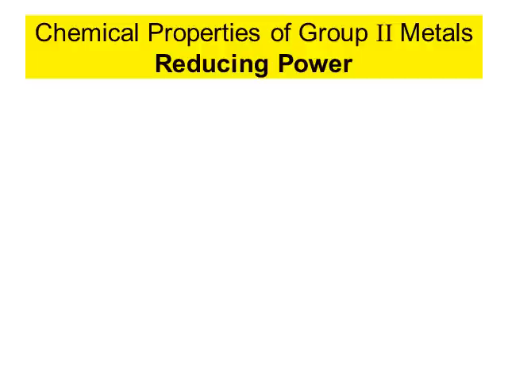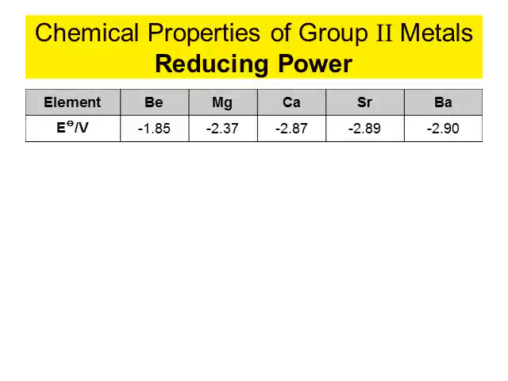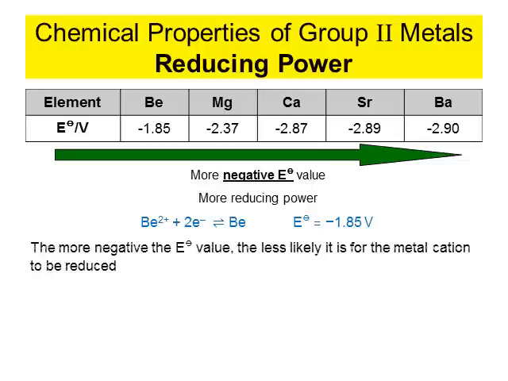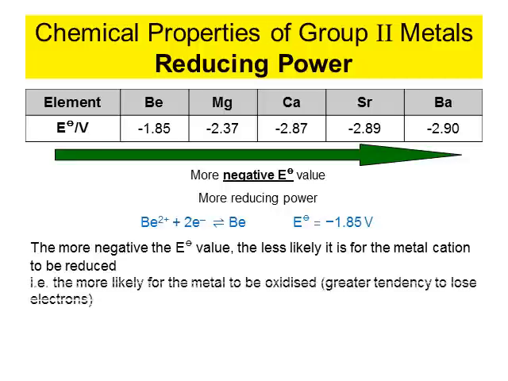The reducing power of group 2 metals, as can be shown on this table, is represented by the E0 values. So, what does that mean? As you can see, the E0 values are decreasing as it goes along, more and more negative. This actually means that it has a higher reducing power. If you don't quite understand what that means, as you can see here, this is the beryllium equation. Just to remind you again, the more negative the E0 value, the less likely it is for the metal cation to be reduced, as you can see from the previous slide.